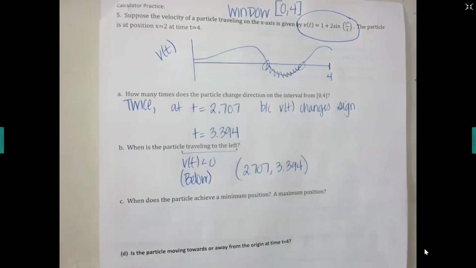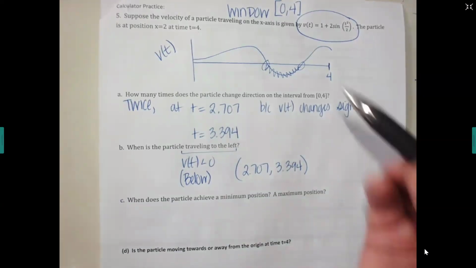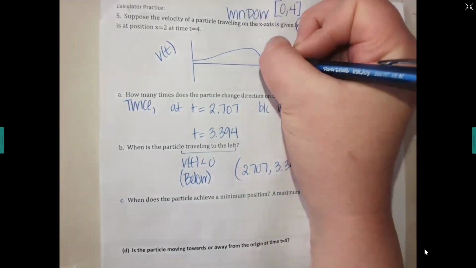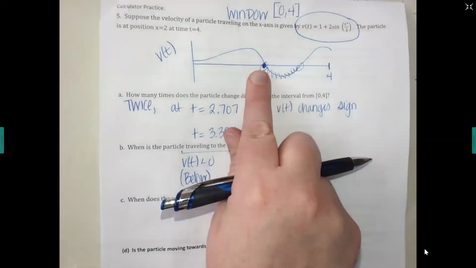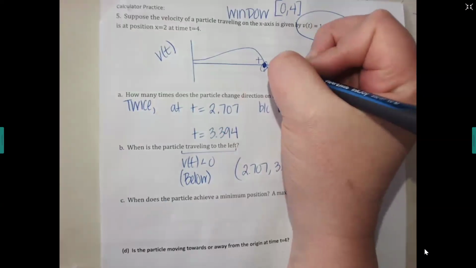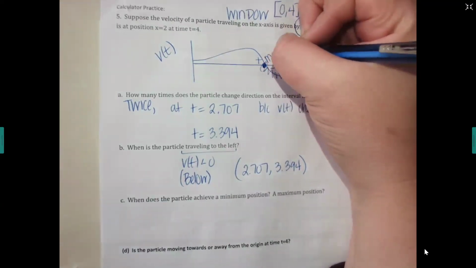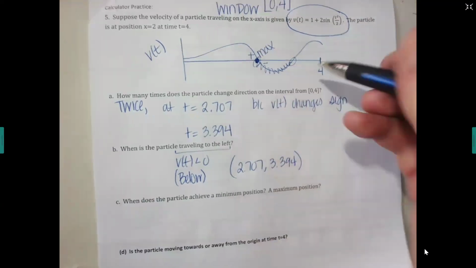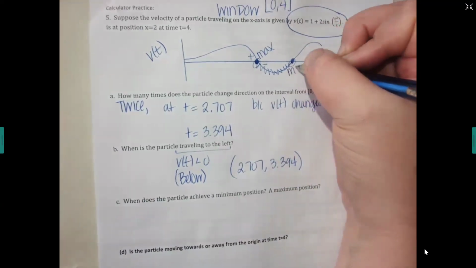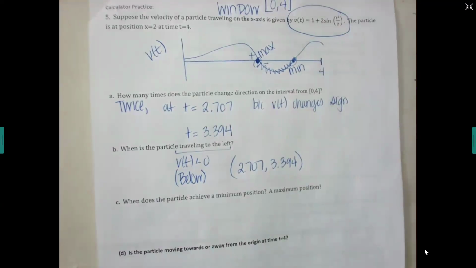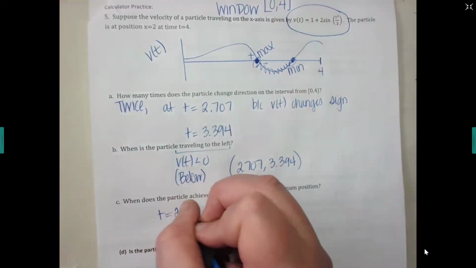Okay, next question says, when do I have a minimum position and a maximum position? Remember, that depends on the direction the sign change happens. So if I'm here at this spot, how does velocity change sign? Plus to minus or minus to plus? This is from the positives to the negatives. So now think about my velocity went from positive to negative. Is that a max or a min? This is a max, which means that this one is a what? A min. Very good. So in your calculator, you're going to put that at t equals 2.707.